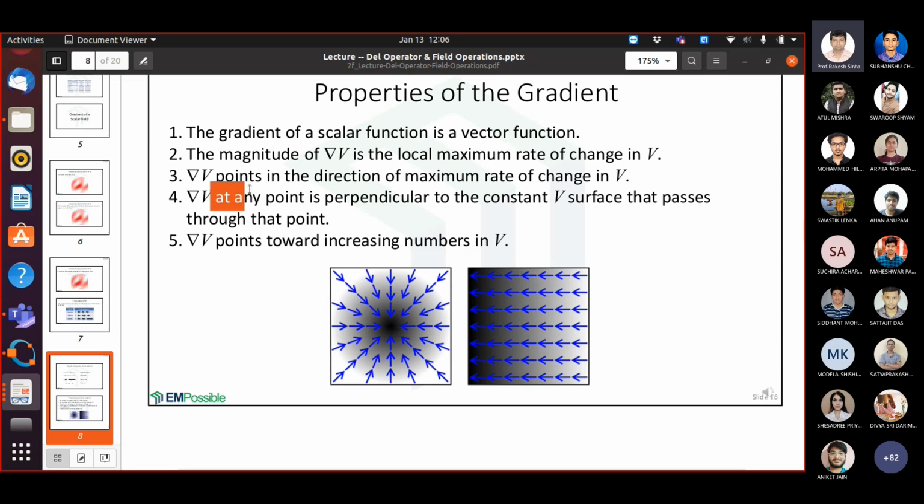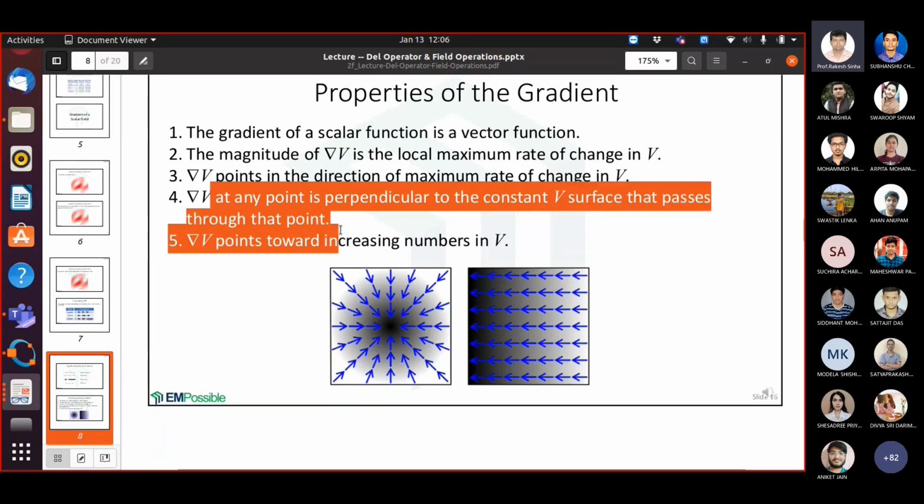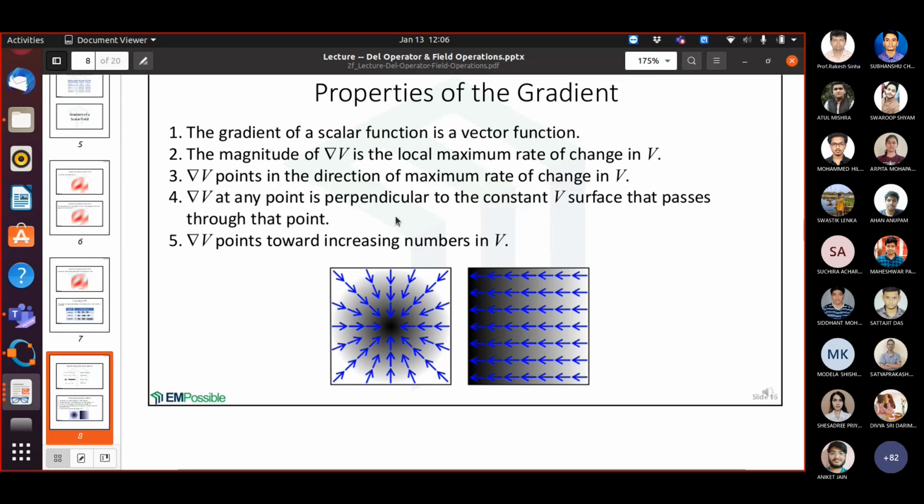And del v at any point is perpendicular to the constant v surface that passes through the point. A constant v surface means the contour, so as I told you, it is perpendicular to the contour. And del v points towards the increasing direction of v, where v is increasing.